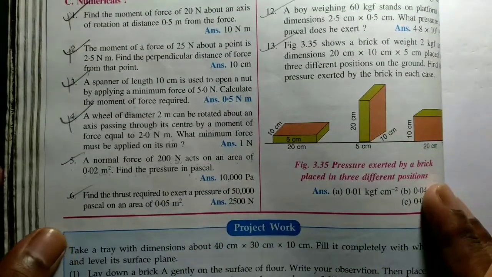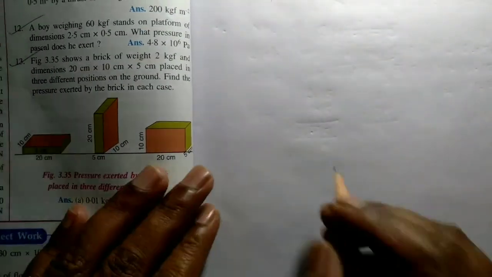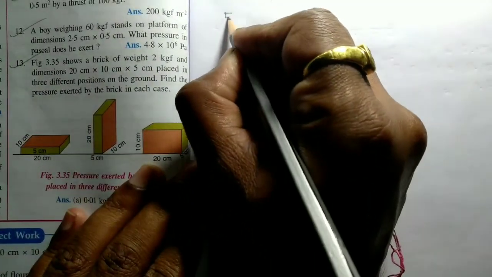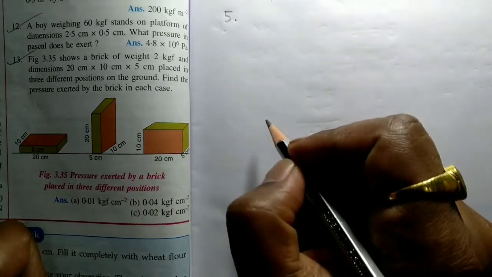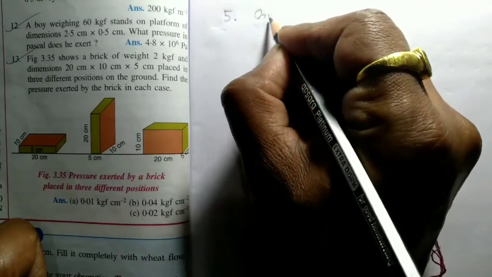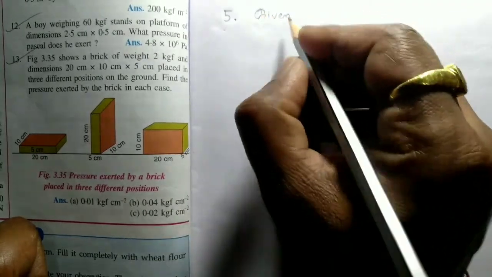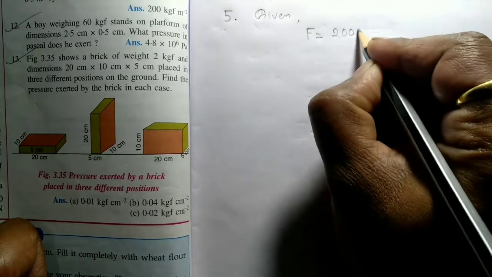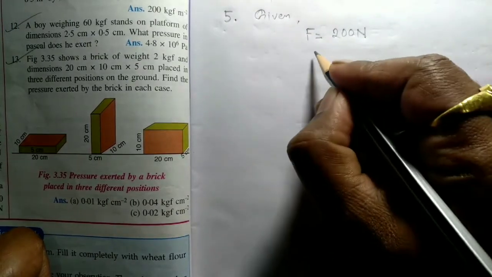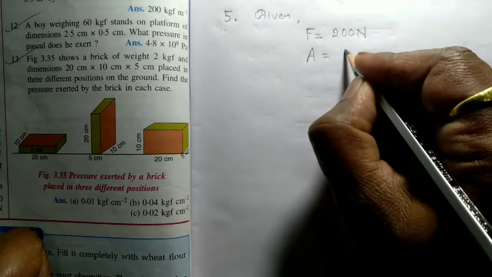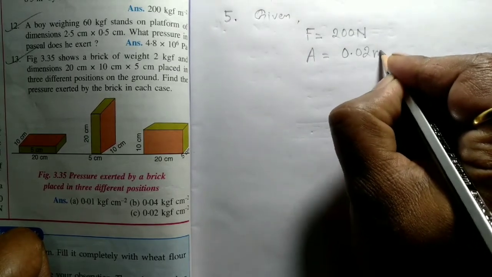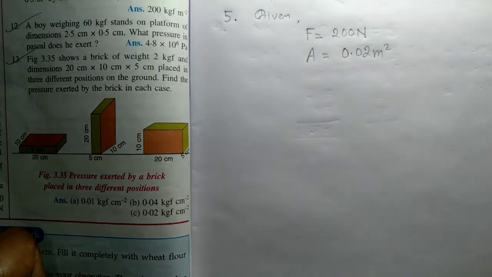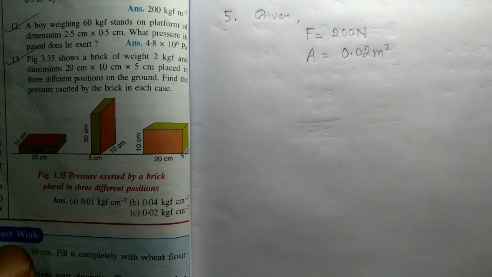Okay, so please refer to your book for the question. I don't want to write it here because it'll just waste time. Okay, number 5, a normal force. So given: F equals 200 Newton and area equals 0.02 meter square. This is my first job, to jot down the things which are given in the question. Now second step, I'll check whether the units are same or not.